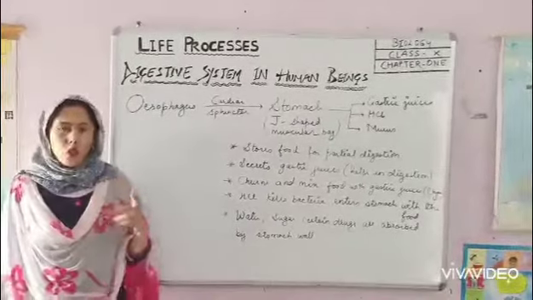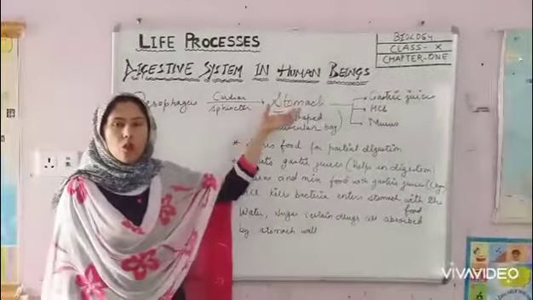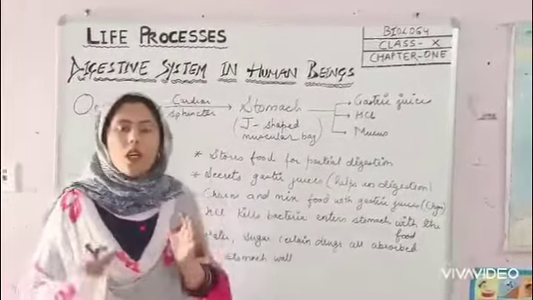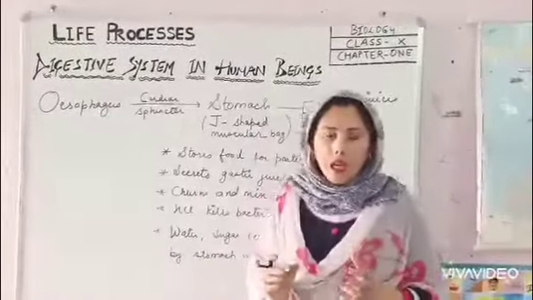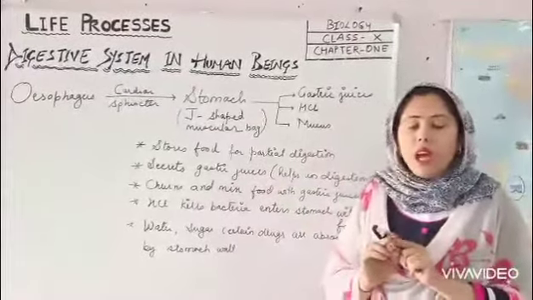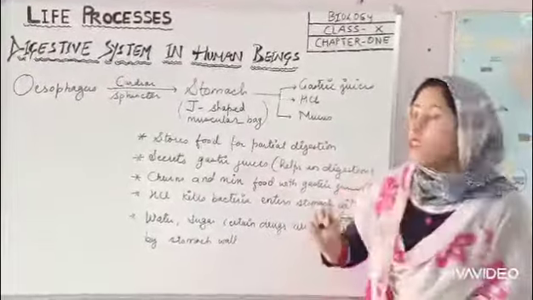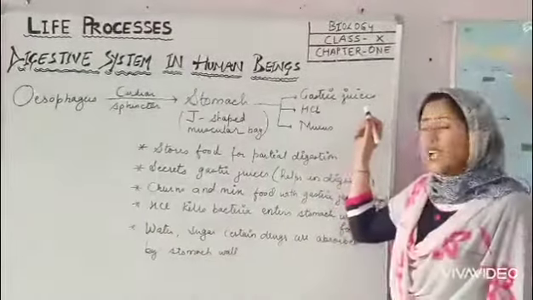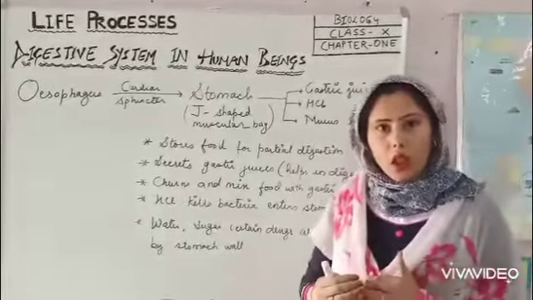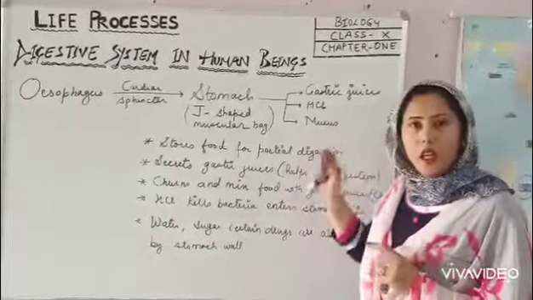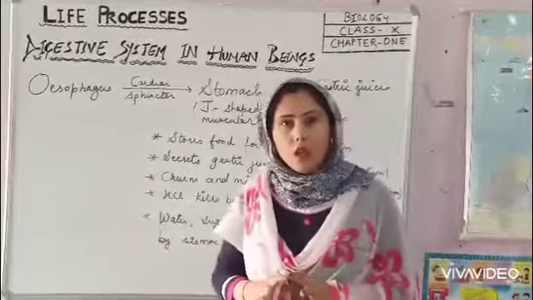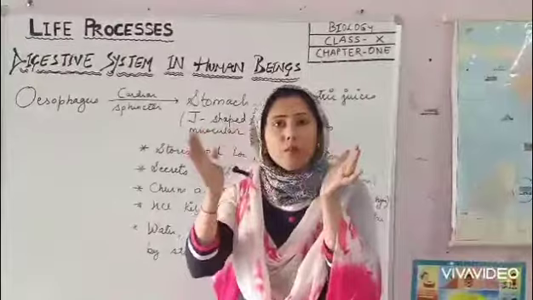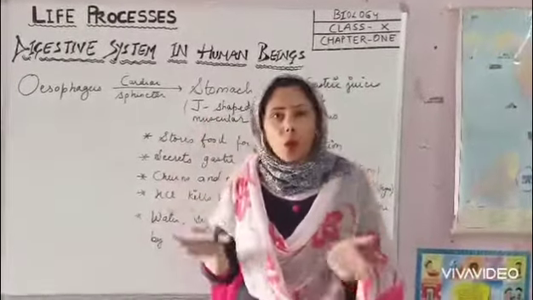Bolus from the esophagus leads to the stomach through the cardiac sphincter. The stomach is a J-shaped muscular bag, and the wall of the stomach has gastric glands which secrete gastric juice, HCl and mucus. Gastric juices help in digestion. HCl kills the bacteria which come through the food, and mucus helps in protection of the stomach wall.